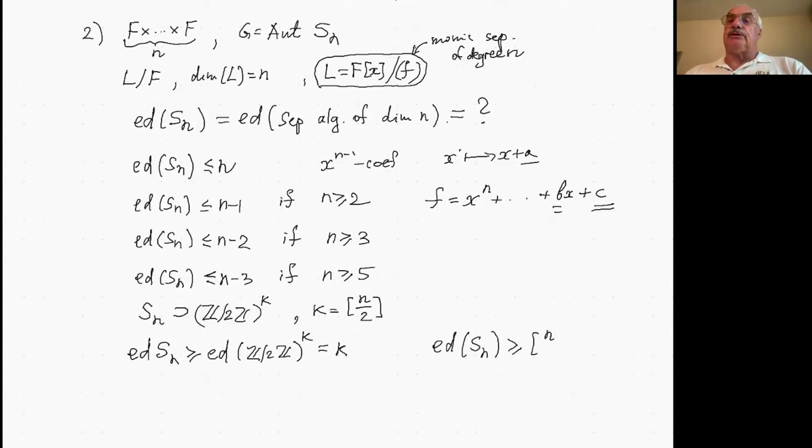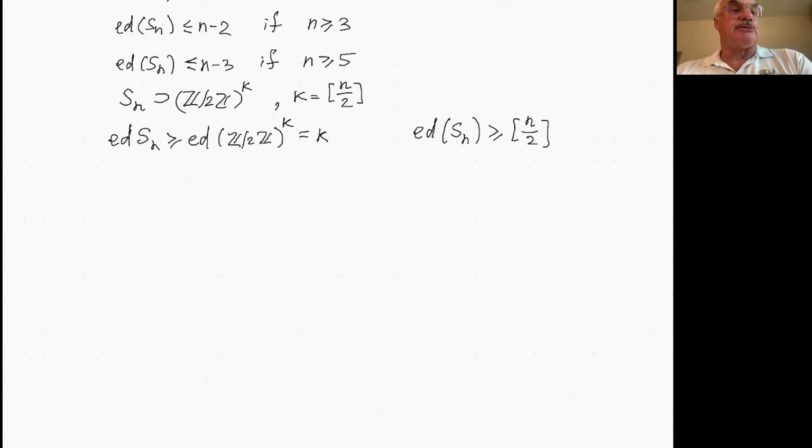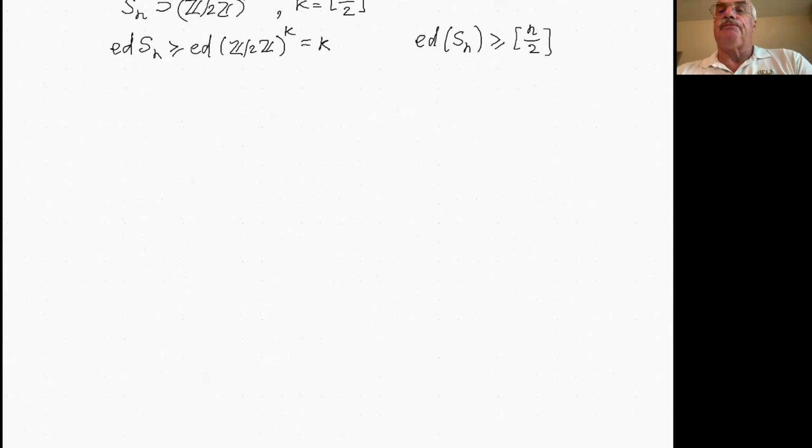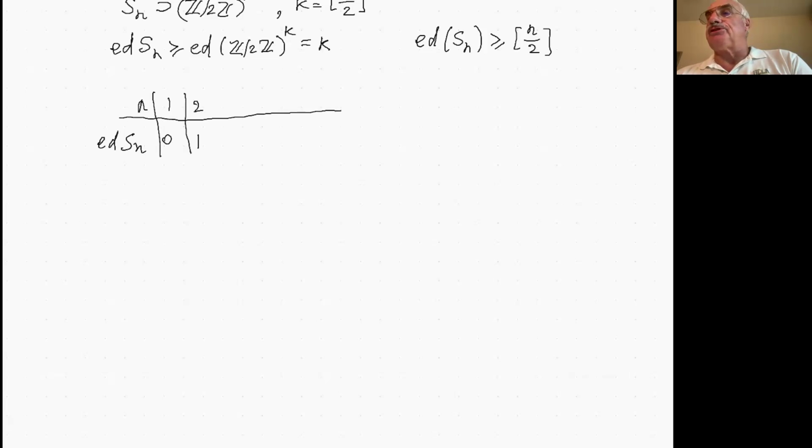Combining the two types of inequalities, we get the following precise values of the essential dimension for some small n. That is n, that is the essential dimension of Sn. For n equals 1 it is 0. S2 is cyclic of order 2, so 1. For degree 3 extensions, you need only one parameter still. You see, a cubic equation can be reduced to this form, x cubed plus ax plus a. Only one parameter needed. For degree 4, it's 2. For 5, still 2. For 6, 3.